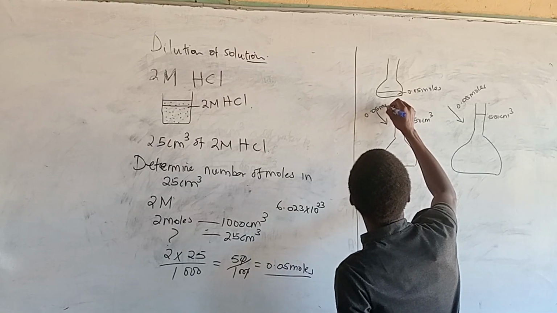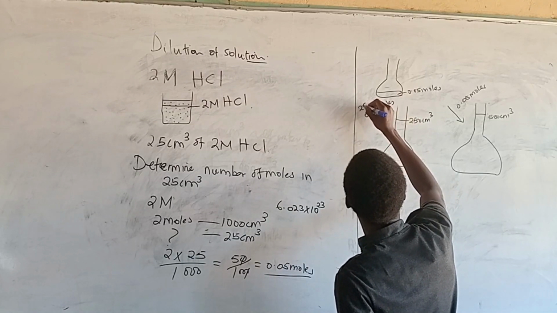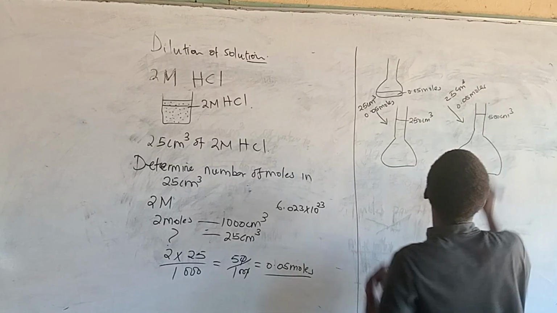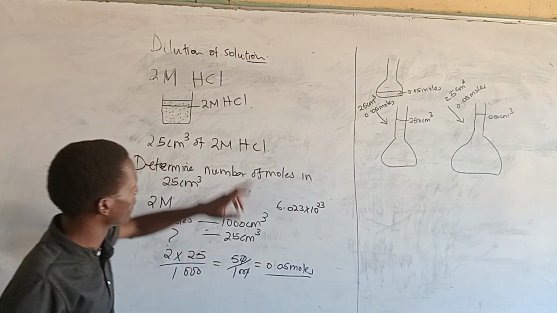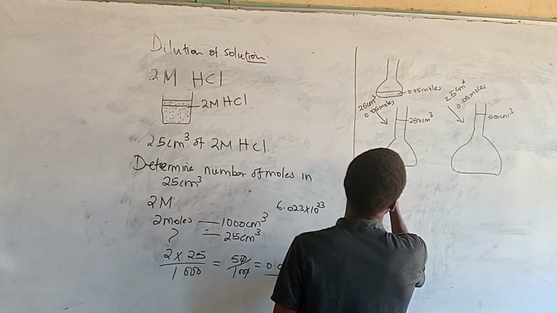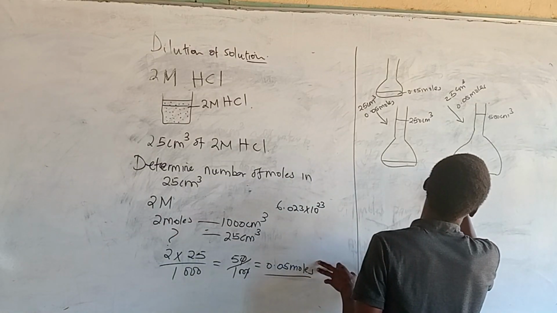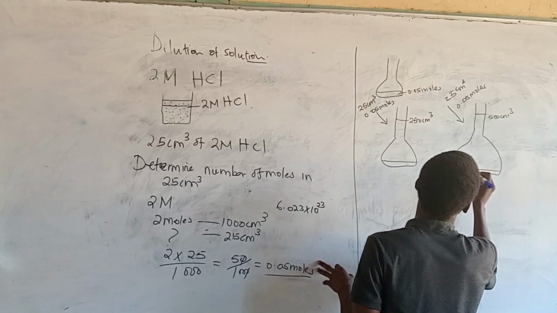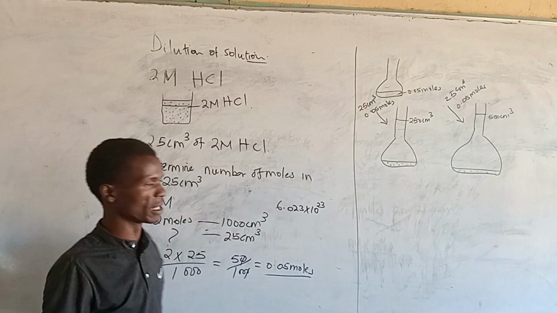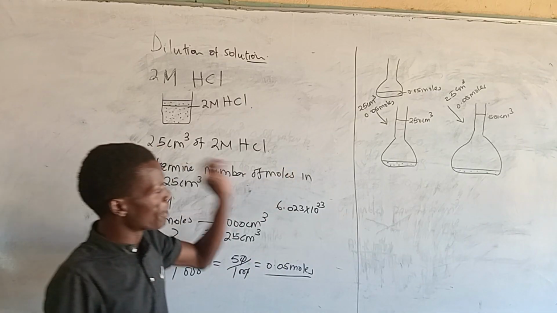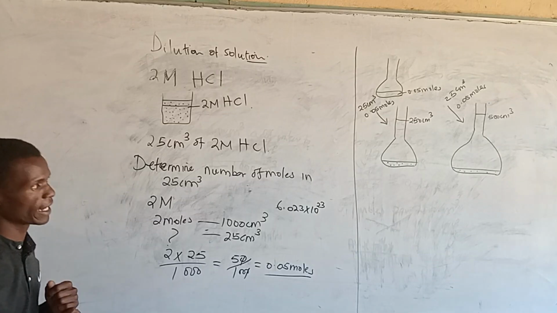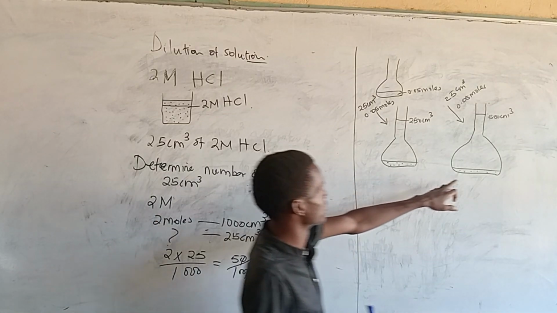0.05 moles. Because we are transferring 25 centimeter cubed of the 2 molar hydrochloric acid. We transfer here. What do we transfer here? So we have those particles here, and we have these particles here. So now we can see the particles. Remember, the particles are very microscopic. We are not able to see them with our naked eyes. Actually, we can see the particles here.